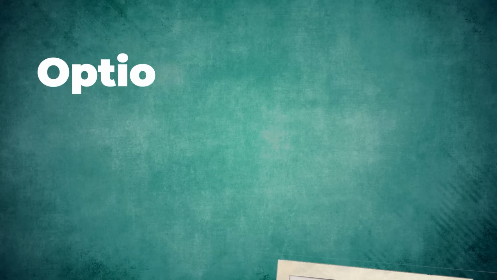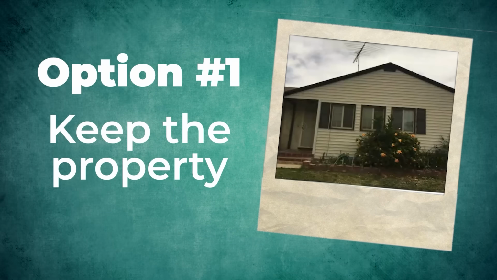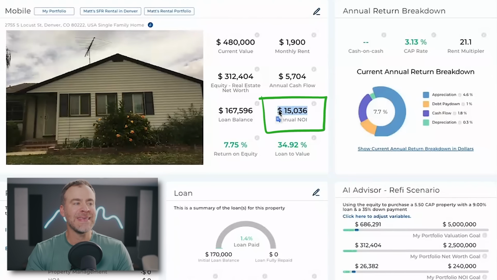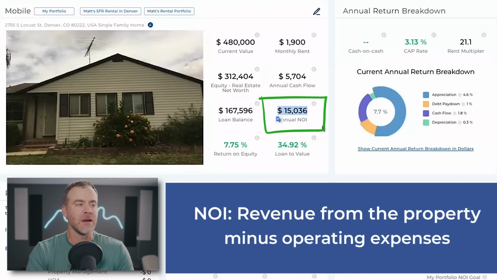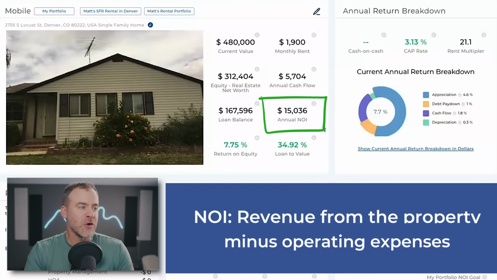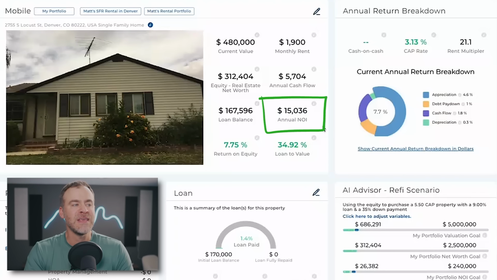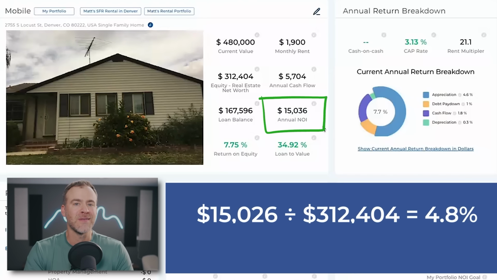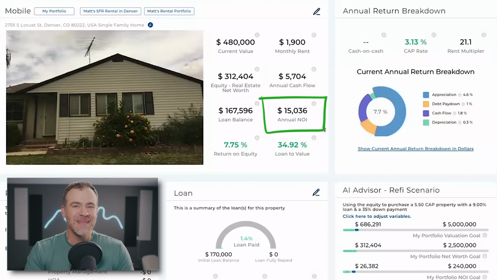So let's jump into option number 1, and that's keeping the property. Now, the main area I look at on this scenario is what happens if I pay off the property? And that's actually looking at the NOI, or net operating income. That's all the expenses of the property, but no debt. So currently, if Matt paid off today, he'd be making about $15,000 a year. Well, $15,000 over $300,000 plus in equity is about a 4.8% return. So in today's environment, 4.8% cash flow is not a great return.